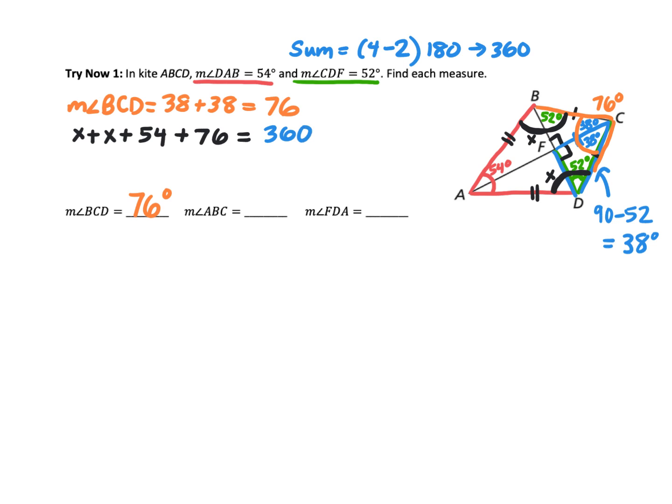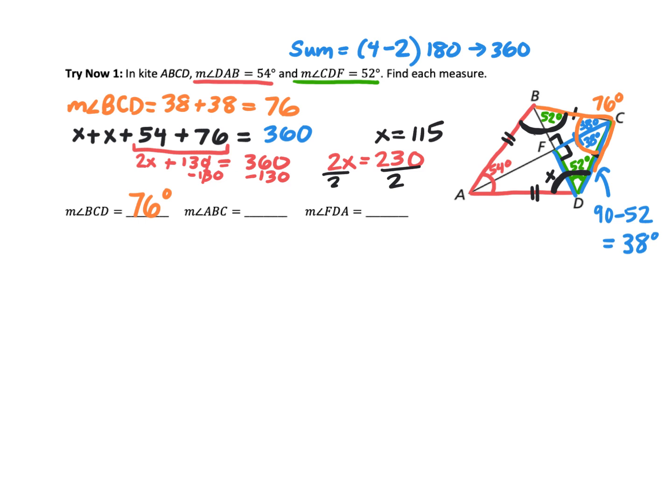Well, now let's go ahead and do our algebra here. 54 plus 76 is 130. x plus x is 2x. And then I can solve it from there, subtract my 130. So that gives us 2x equals 230. And then we can divide out the 2 to get x equals 115. So that big angle there, both of these angles are 115. So let's go back to our picture now. And where I have those x's, I'm going to erase that and change those to 115.